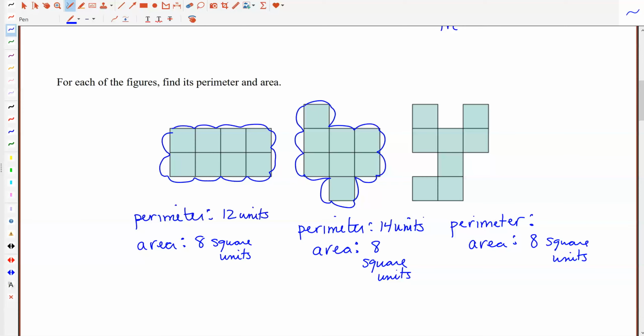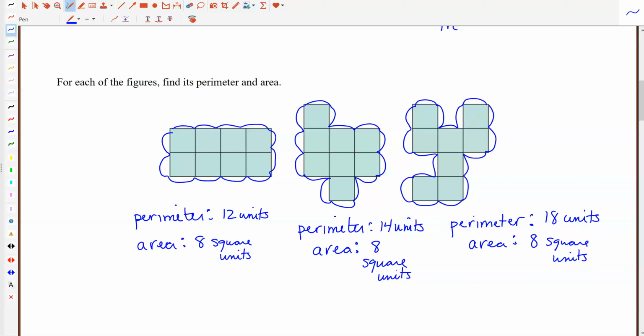And then finally for this last one, 1, 2, 3, 4, 5, 6, 7, 8, 9, 10, 11, 12, 13, 14, 15, 16, 17, 18. So this one took me 18 units to walk around the outside edge of the figure. So as I got to other figures, there were more edges of the boxes exposed, so that made the perimeter a little bit longer.